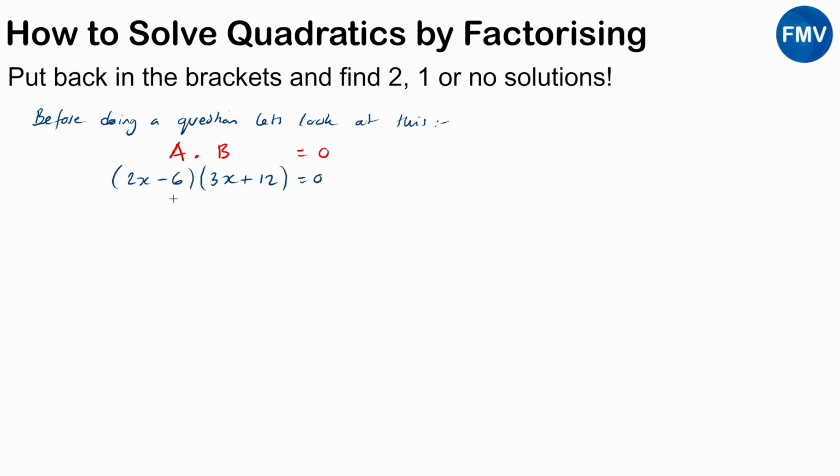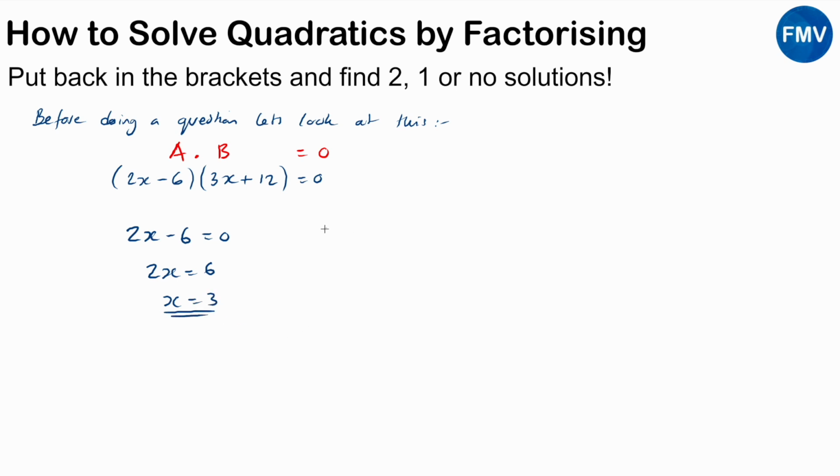Let's start with the A section. So we have 2x minus 6 equals 0. So we can ignore the B section because we know if we're making this bracket equal 0, the answer is 0. So 2x minus 6 equals 0. We're going to solve this by adding 6 to both sides. So we're left with 2x equals 6. We're now going to take this one step further by dividing both sides by 2. We've now got x equals 3. So that is one of our solutions.